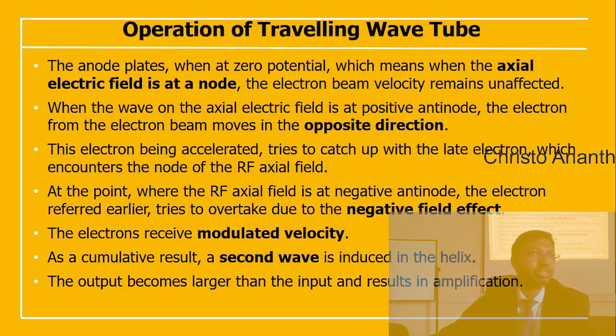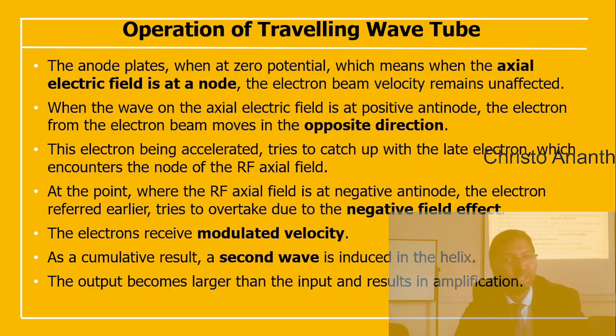So when the anode plates are at zero potential, which means the axial electric field is at the anode, the electron beam velocity will remain unaffected. When the wave on the axial electric field is at the positive anode, the electron beam will be moving in the opposite direction. This electron which is being accelerated will try to catch up with the late electron which encounters that particular node of the RF axial field.